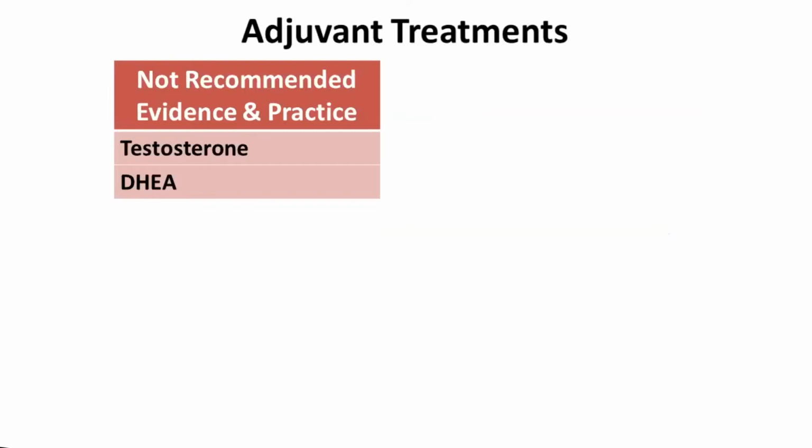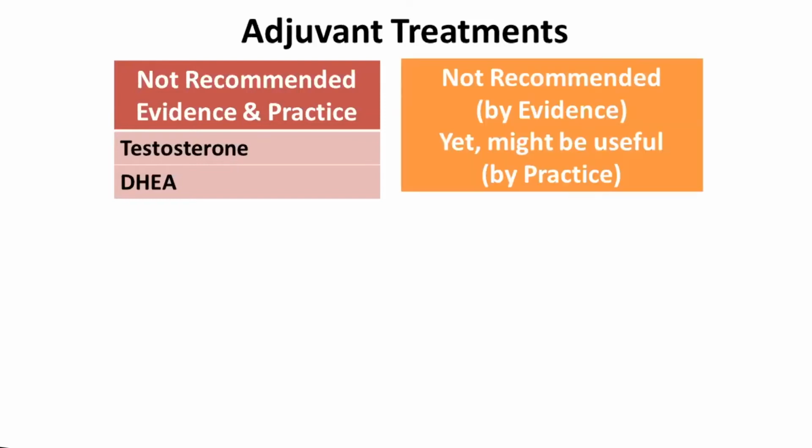Adjuvant treatments. We have two categories of adjuvant treatments. Categories that are not recommended by evidence and are not effective by practice, which is the use of the testosterone and the dihydroepiandrosterone acetate. And we have group of adjuvant medications which are supported by practice but are not supported by evidence. They might be useful. We have two medications which lie in this category.